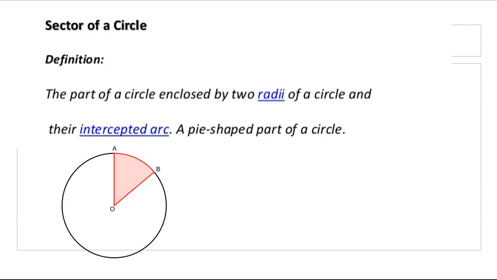Alright, so this is something I talked about back in Unit, I think it was 8, right before spring break. It was the sector. I talked about that as the slice of the pizza. It's the part of the circle enclosed by 2 radii, so what that means is these 2 lines right here, these are 2 radii and their intercepted arc. So it's the pie-shaped part of the pizza. That's the red portion. It's kind of like part of the pizza slice.